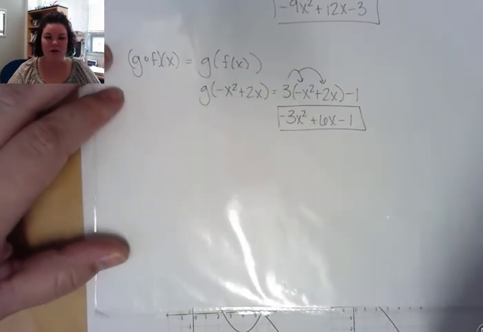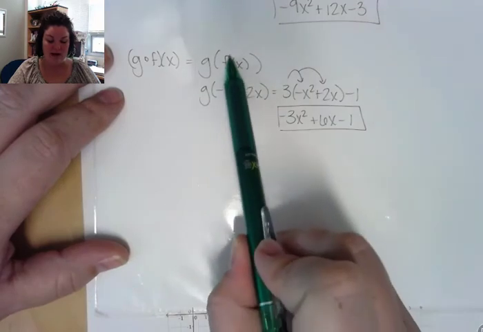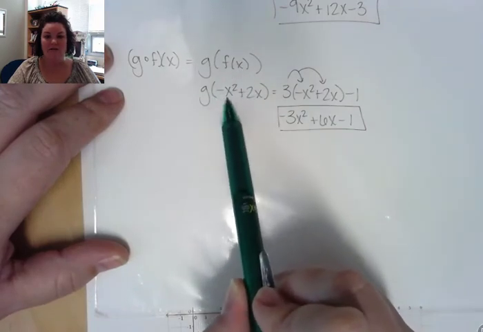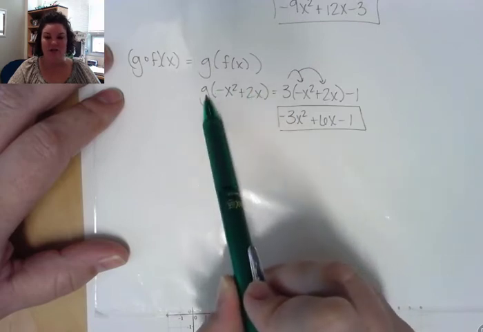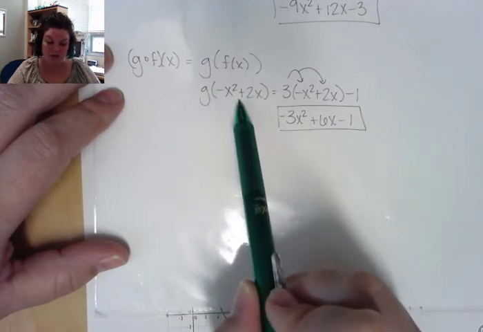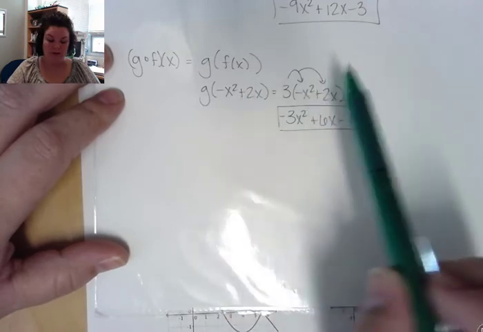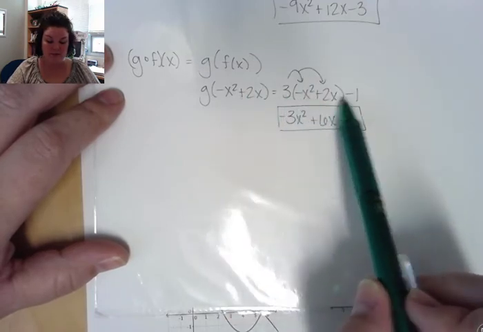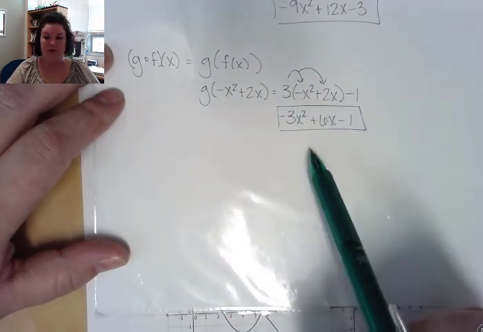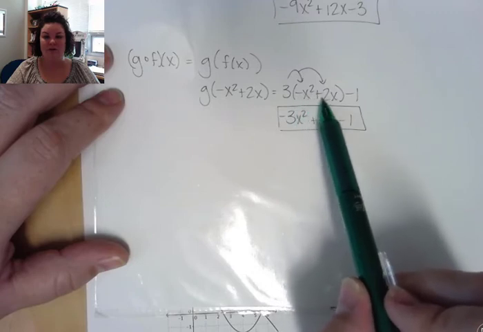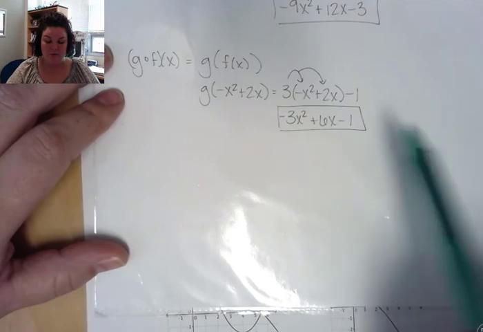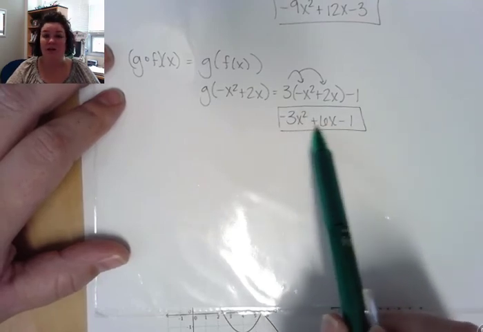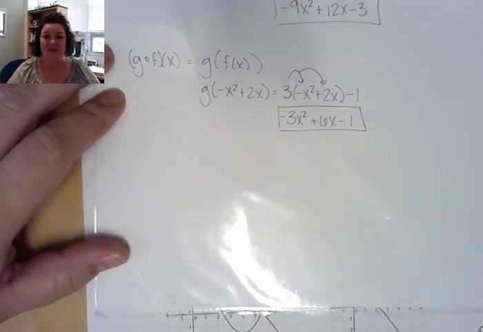Let's look at g composed with f. When we do g composed with f, this time we're putting our f function, which is negative x squared plus 2x, inside our g function. Our g function was 3x minus 1, so we do 3 times our input minus 1. Our input here is negative x squared plus 2x. All we have to do is distribute our 3, and when we do that, we're not left with anything that we can combine. So that's our answer.